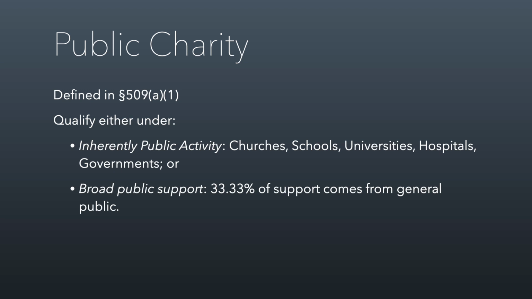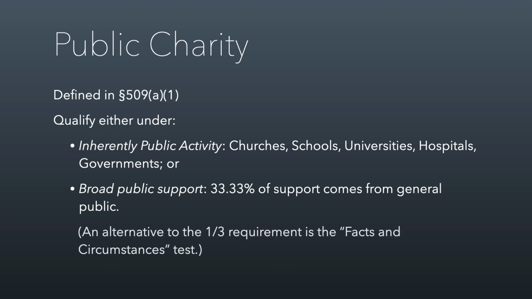If you got all your money from 5 donors, except for 5% from the general public, you would fail this test. So you have to get lots of donations from lots of people so that at least 1/3 of your finances come from lots of people, and usually in the form of small donations, to qualify as a public charity. There is an alternative called the facts and circumstances test, where you can sort of make a case that, hey, we're close, and hey, look, what we're doing is public, and you might be able to convince the IRS, but that's a harder way to go.